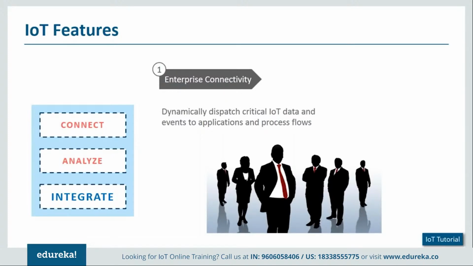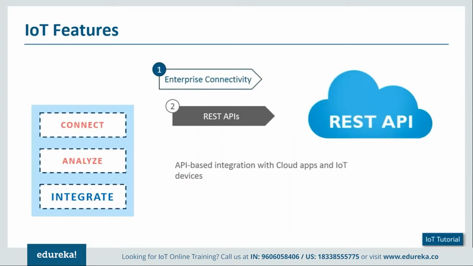Now, how does this communication happen? For that we have REST API. Once I've integrated my REST API with respect to the cloud application and my Internet of Things, then communication between the enterprise, communication between the platform, and communication between the things around us can be made more efficient and easier as well.